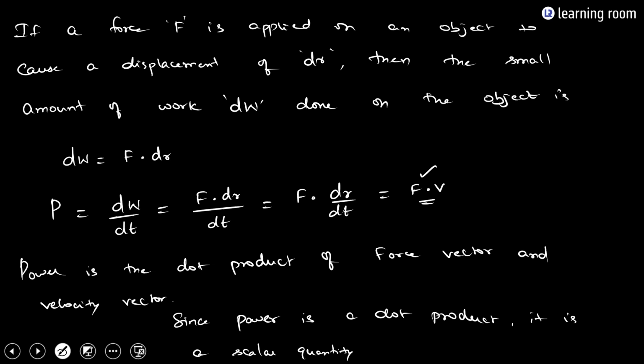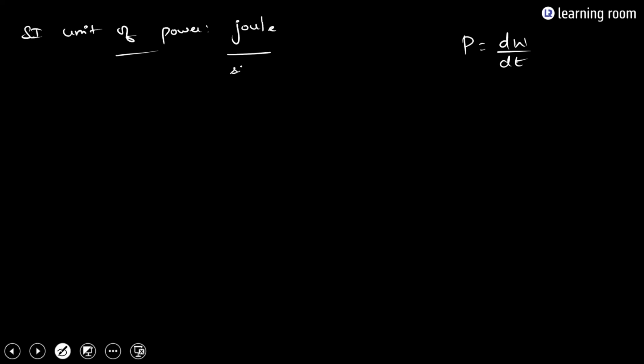Now, the unit of power is what we are going to see. If I see the SI unit of power, so how is power defined? Power is equal to dW divided by dt. So when you take the SI unit of power, work done is measured in terms of joule divided by the time, which is measured obviously in terms of second. So joule per second is called watt, which is written as capital W. It was named after a scientist named James Watt.